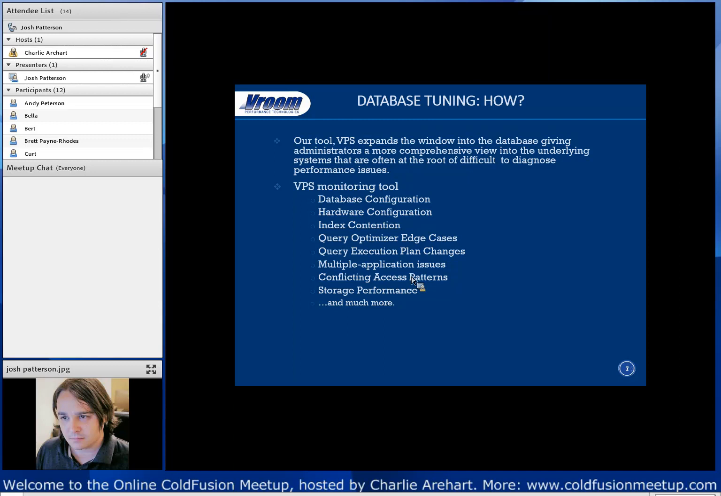It's going to show you things like your index contention, which is basically where we're having deadlocks because we've got a lot of unused indexes. It will allow you to view historically your execution plans and things of that nature, like your storage performance, and just a lot more than we'd be able to go into in this short time.